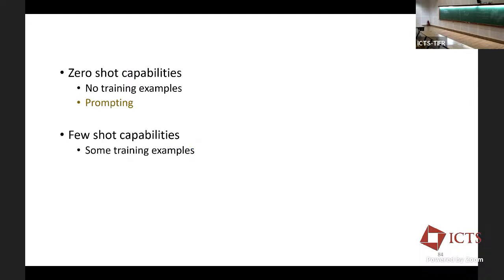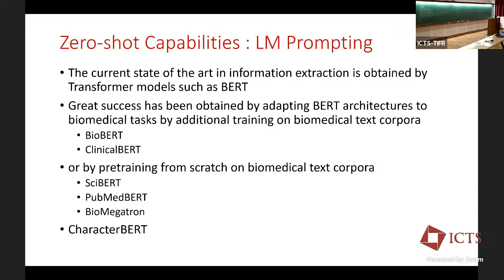Now, with these large language models, we have two types of capabilities. They are related, of course. One is called zero-shot capability. What does that mean? You take the language model, and in order to solve your task, you design a prompt. You do not give any training example. You just say, what is the drug entity being referred to in the sentence? Something like that. So you just give a prompt, no training example. And we have few-shot capabilities, where we give a few training examples to fine-tune the model.